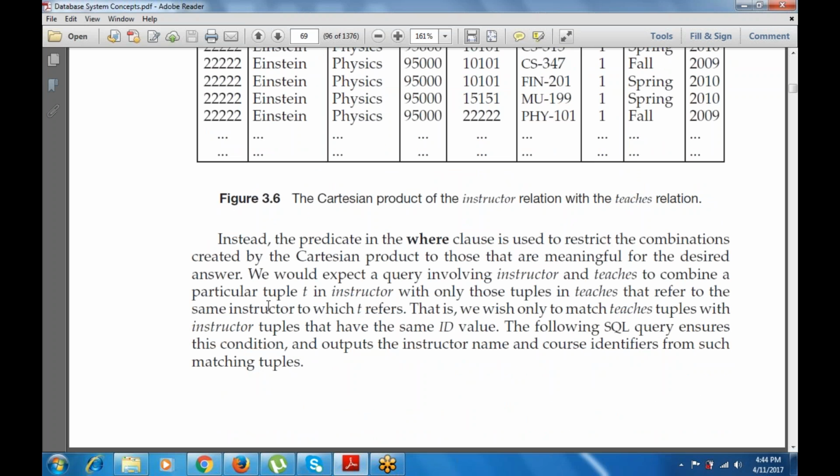So instead, we are using the predicate in the where clause that is used to restrict the combinations created by the Cartesian product to those that are meaningful for the desired answer. The field that is common to each and every one, that is instructors as well as the teachers, is used to match both the values. Both are the primary key for each relation. We don't say that this is the primary key for only one of the relations.